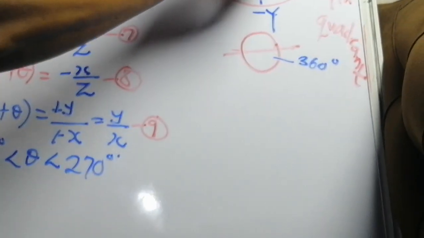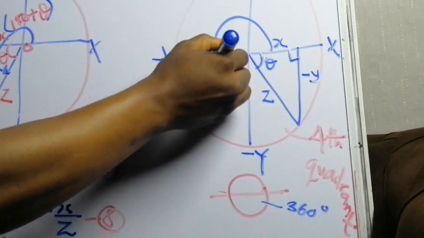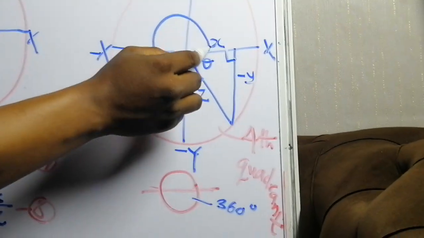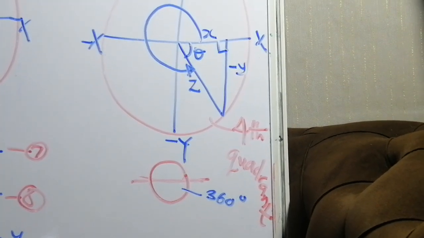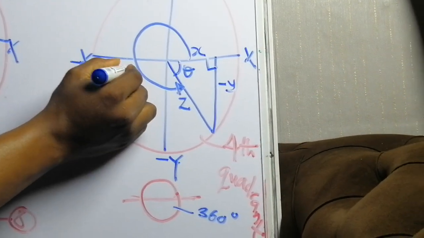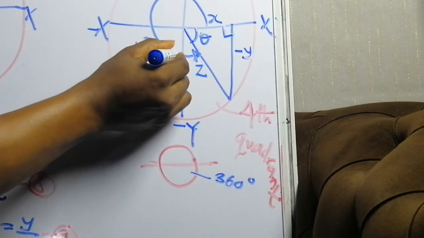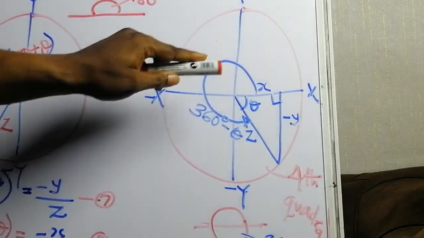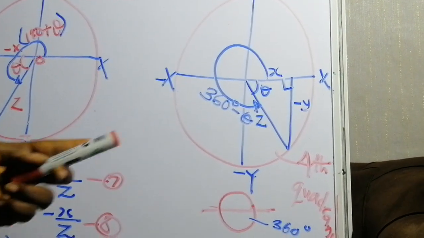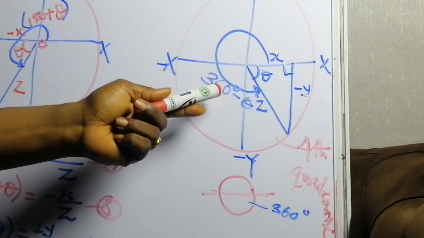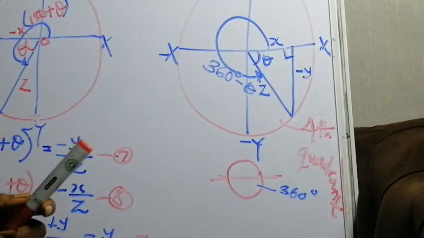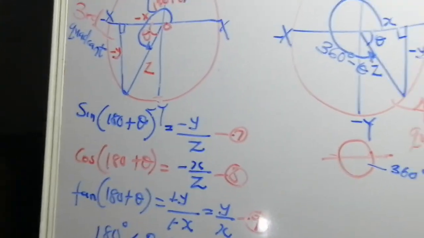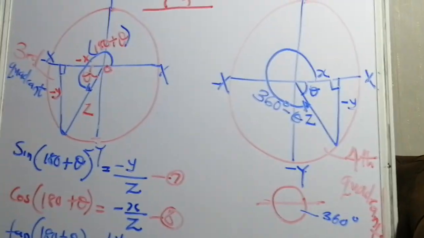If the angle in a circle is 360 degrees, and we are given theta here, it means I can get from here to the hypotenuse. We are moving anticlockwise to the hypotenuse. So this is what? 360 degrees minus theta. If the total angle in a circle is 360, then 360 minus theta will give me the angle from here to this place. Very simple. You don't need to cram.